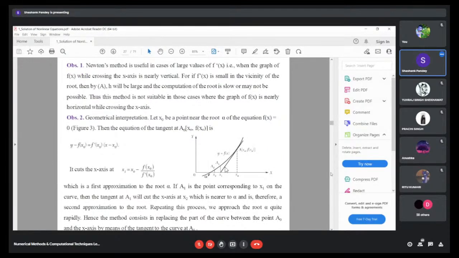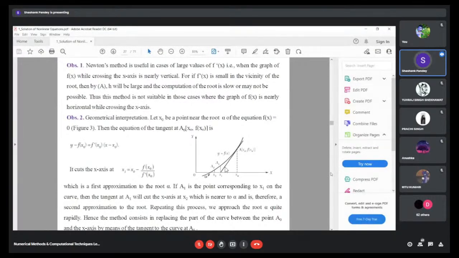This Newton method is useful in cases of a large value of f'(x), that is, when the graph of f(x) while crossing the x-axis is nearly vertical. If f'(x) is small in the vicinity of the root, then h will be large and computation of the root will be slow, or it may not be possible. Thus, this method is not suitable for the case where the graph of f(x) is nearly horizontal while crossing the x-axis.